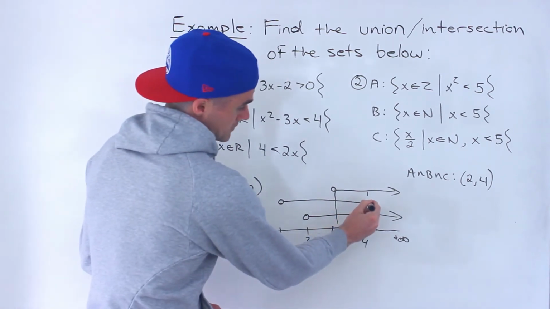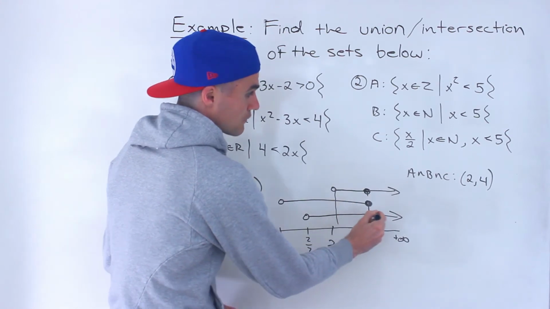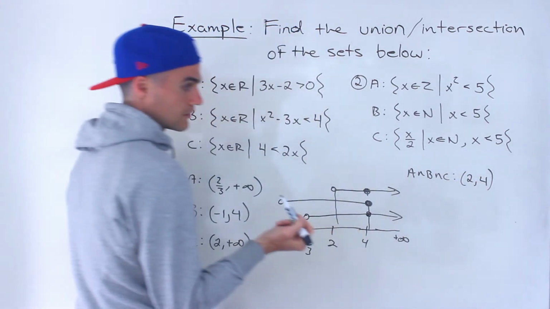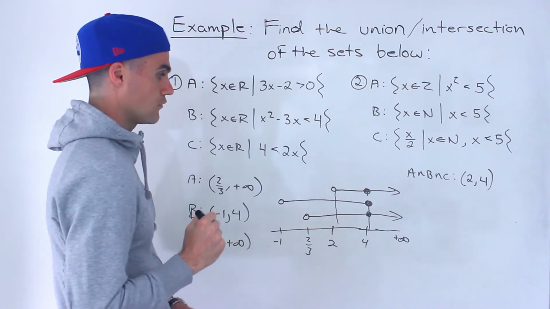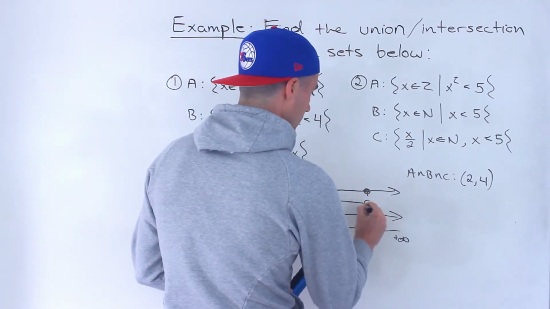But for example, if this was a closed dot, then all the sets would have 4, and this would be a square bracket right there. It would be inclusive of the 4. But over here, that's a hole there.